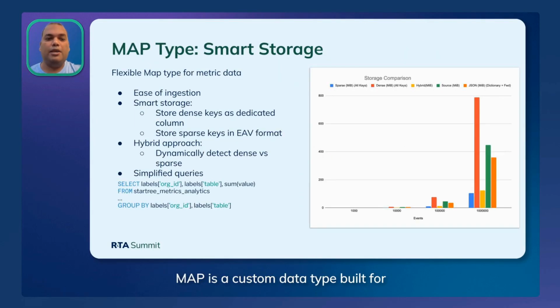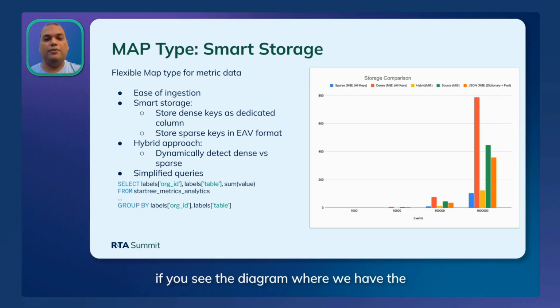Map is a custom data type built for optimizing storage. And map also eases data ingestion because you don't have to worry about the flexibility of JSON in the labels. It also provides you a way to separate out dense keys and sparse keys. And it also has a hybrid approach where it can automatically detect dense and sparse keys and optimize storage for you. With the help of map, the queries are much simplified now. You can have a syntax similar to map in Java, where labels is a column and org ID is a key. And you can use the same syntax in other clauses like group by and filter.